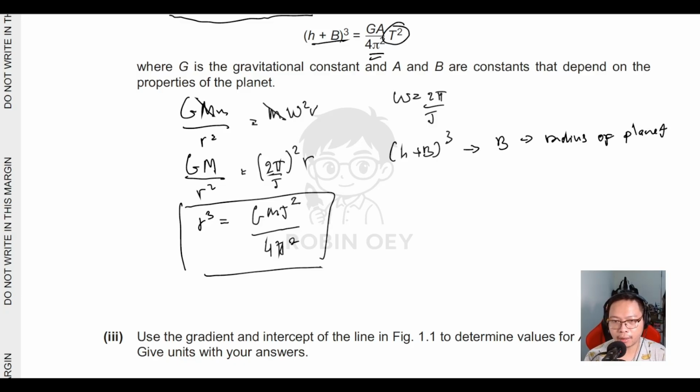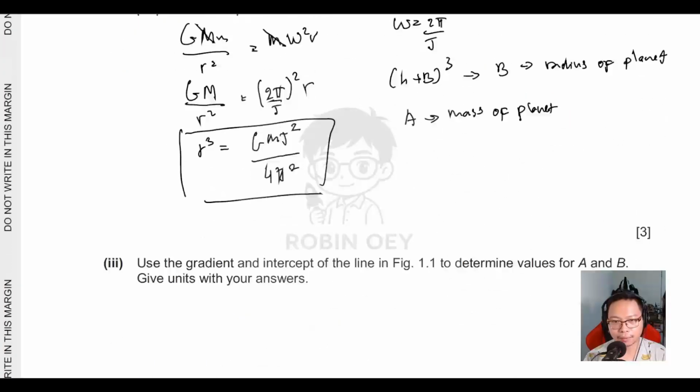And what else do we have? Oh, okay, here GMT squared, but in the question it is aT squared. So a would be the mass of the planet. Okay, so that is for part (ii).